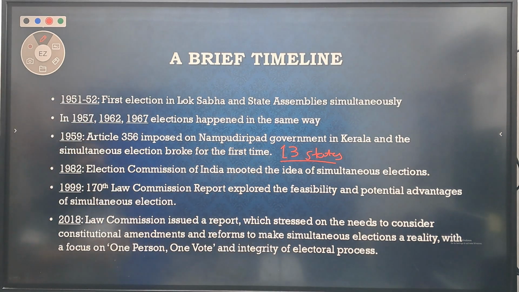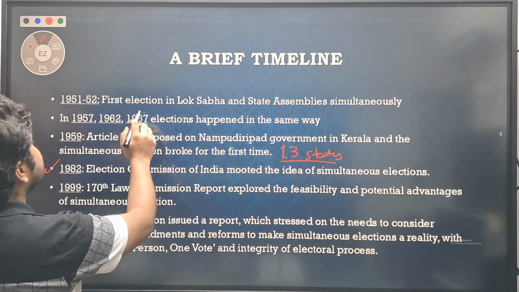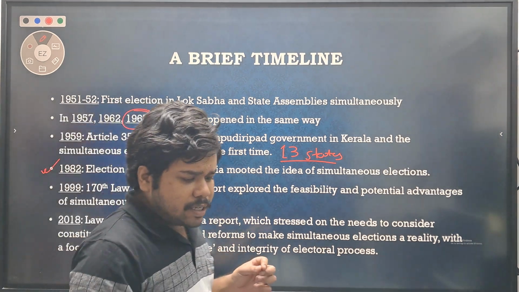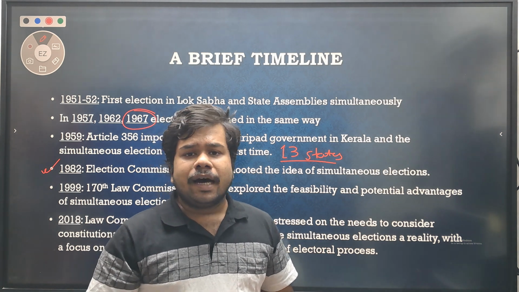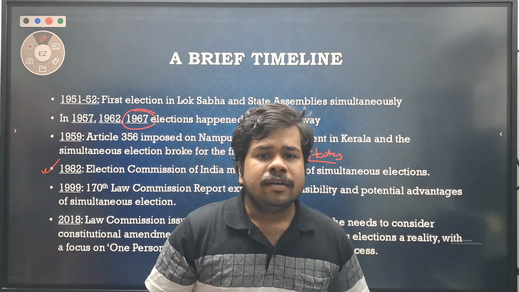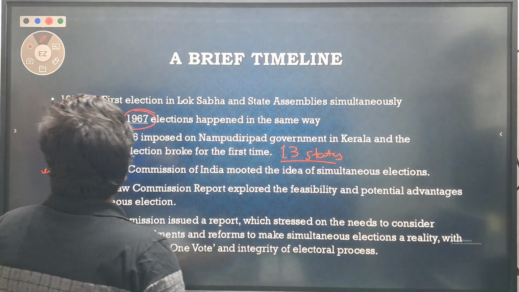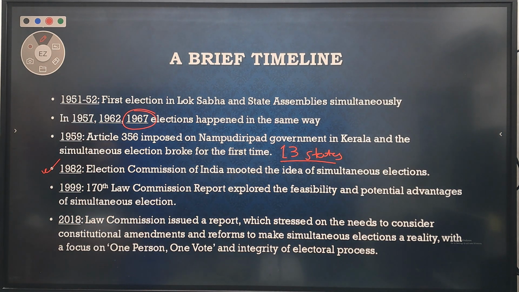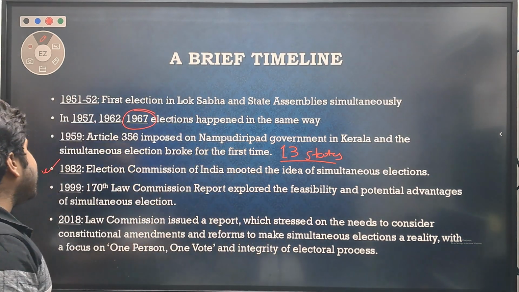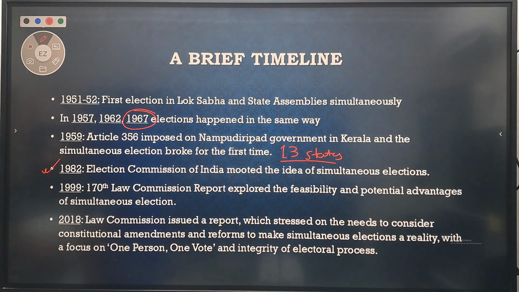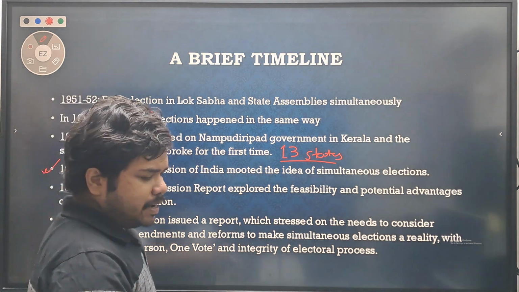After 1967, due to some causes like the President's rule or due to the instability in the center, the cycle of simultaneous elections broke at that point of time. In 1982, the Election Commission of India mooted the idea of simultaneous elections again. In 1999, the 170th Law Commission report explored the feasibility and potential advantages of simultaneous elections.